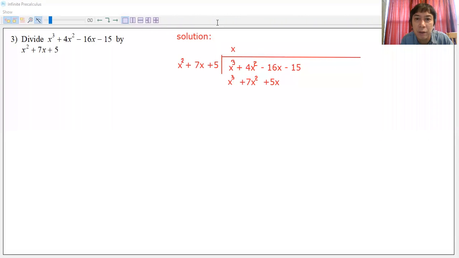We're doing now the subtraction. We're back to subtraction. x cubed minus x cubed. 4x squared minus 7x squared is a negative 3x squared. So we're going to have here a negative 3x squared.